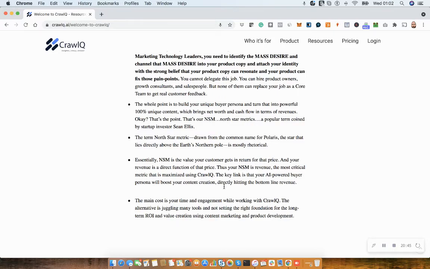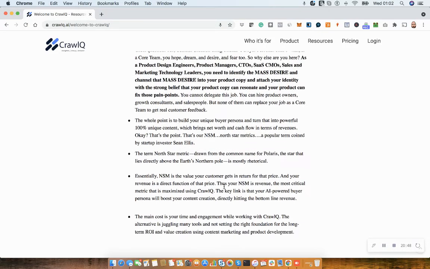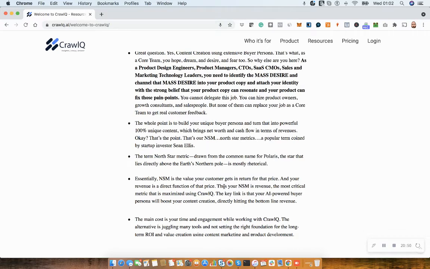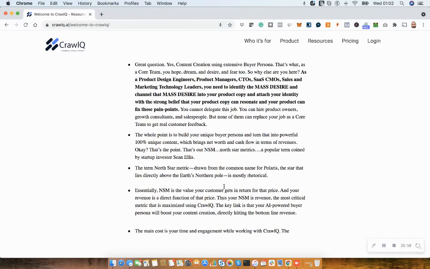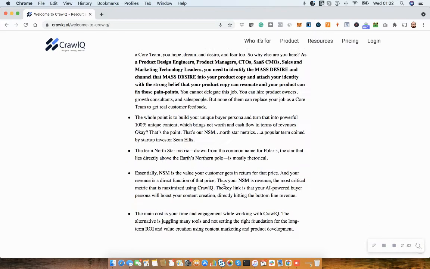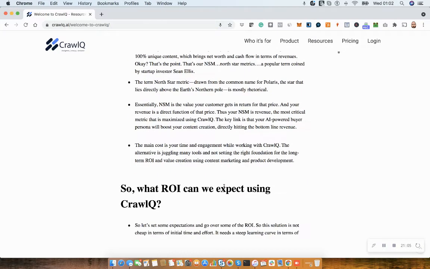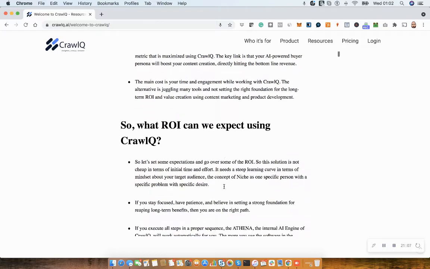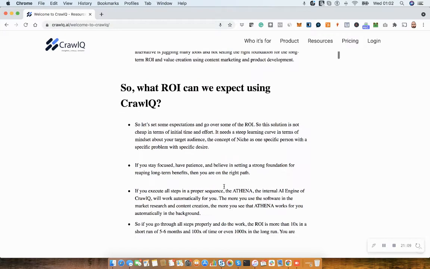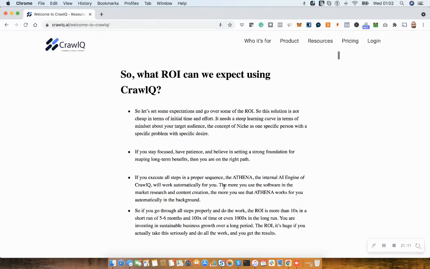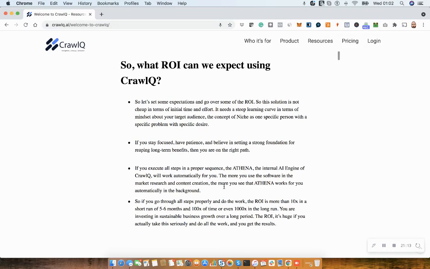So the idea here is you're really trying to bring product development and content marketing together, with the idea of product validation, idea validation, and identifying that niche market and developing the content for that niche market. And that's where CrawlQ comes into the picture. Here we can discuss in more detail what ROI you can expect using CrawlQ.